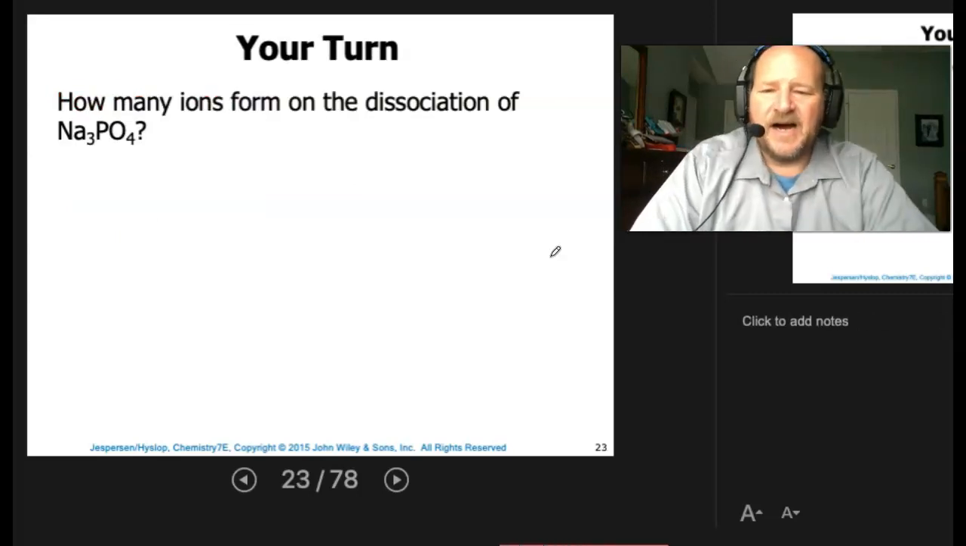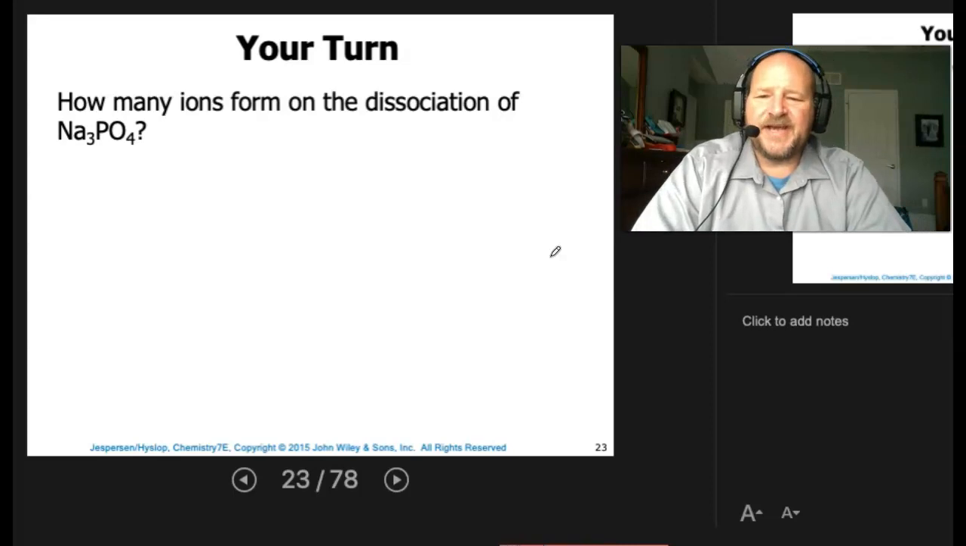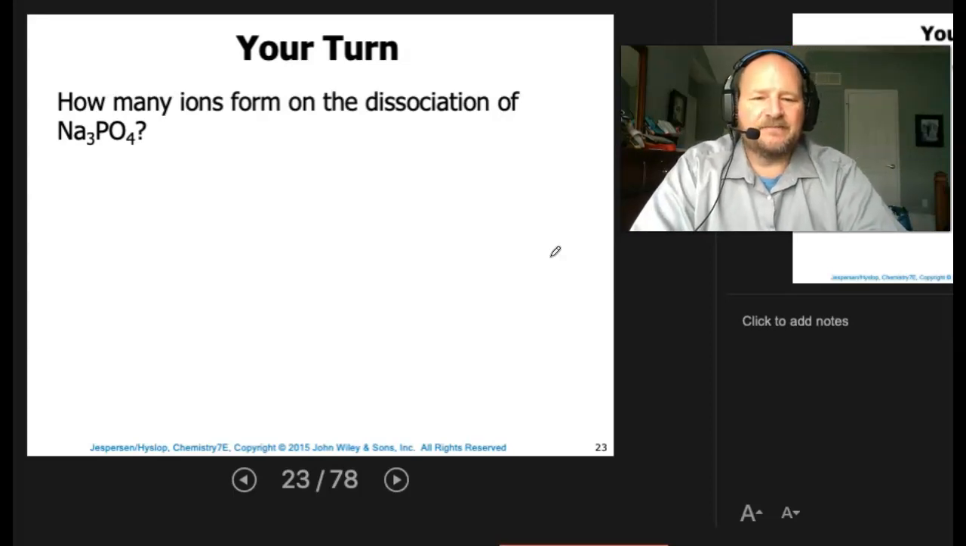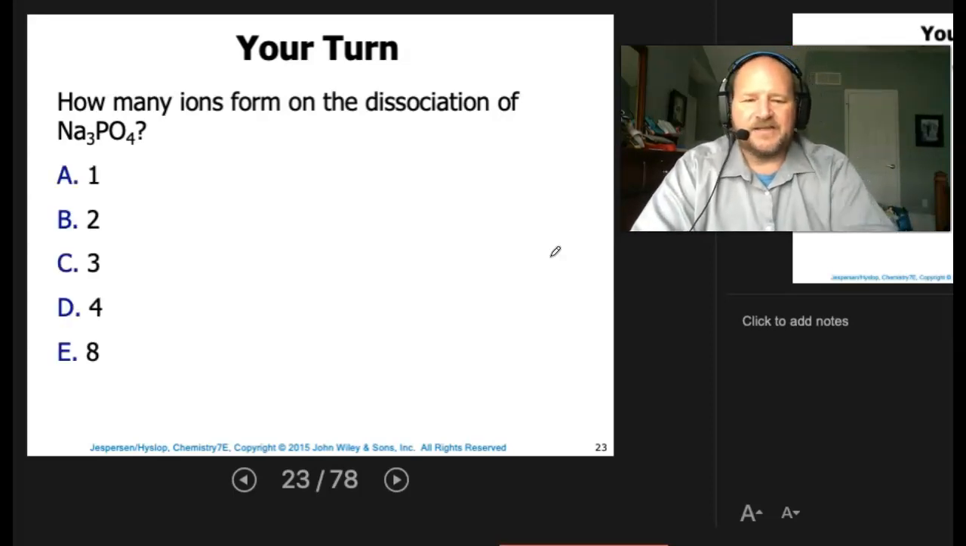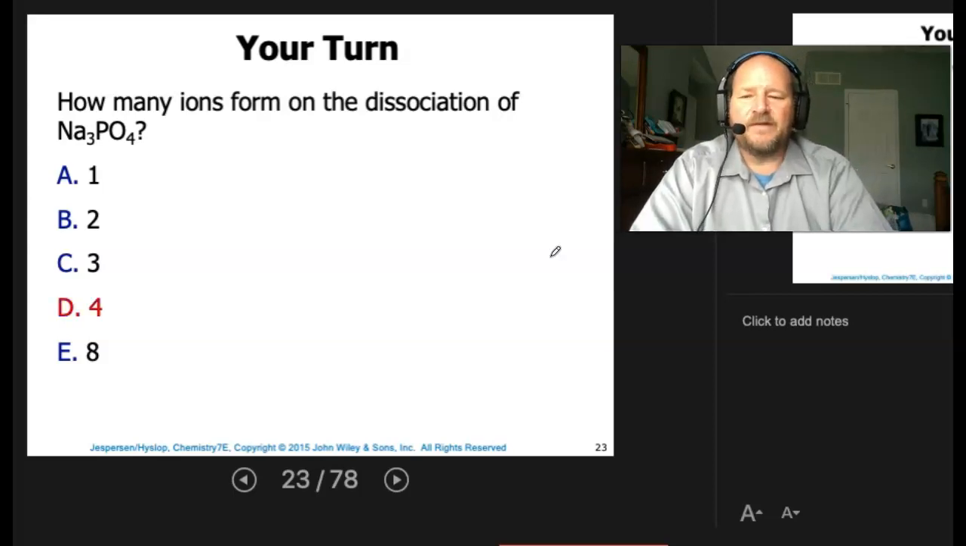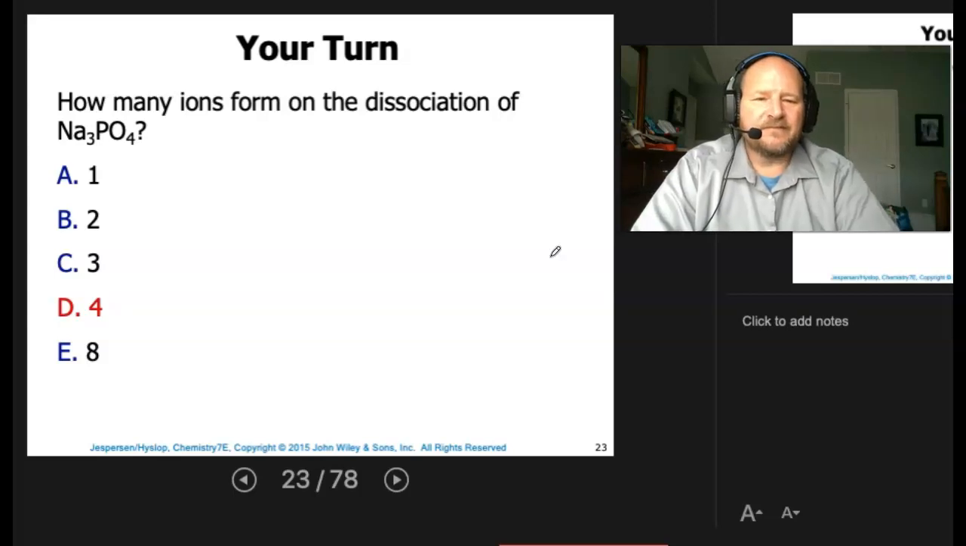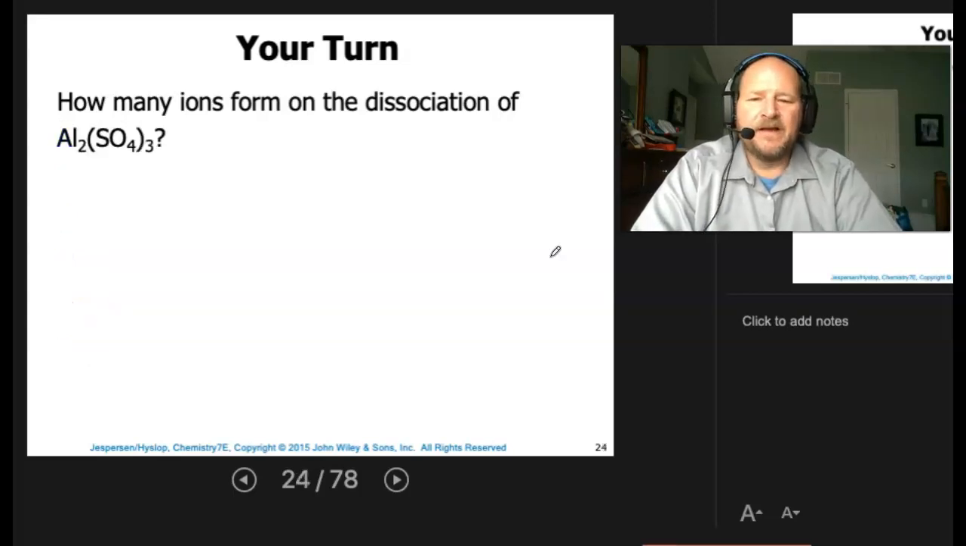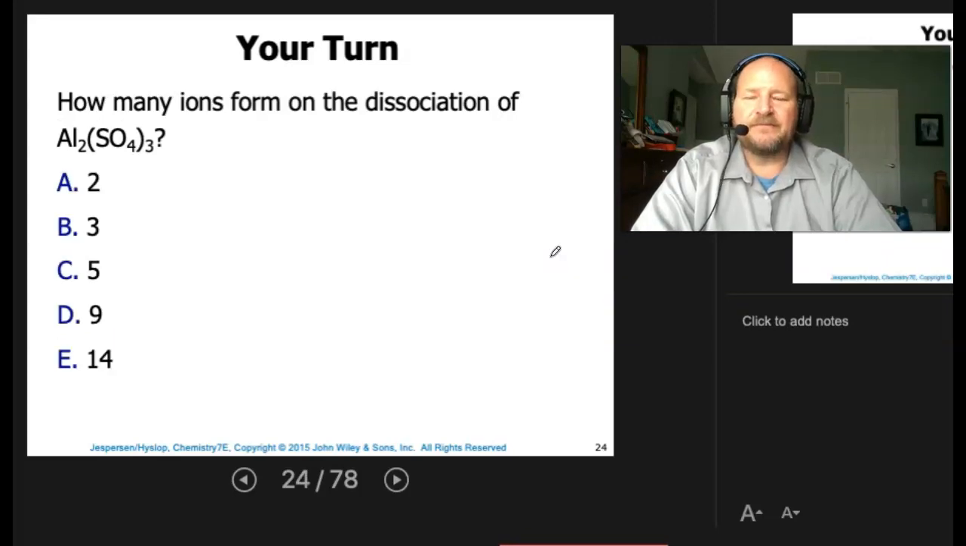So how many ions form on the dissociation of sodium phosphate? How many ions form? A little play on words here, right? So you might be tempted to say 2, but realistically we make 3 sodiums and 1 phosphate. That gives us 4. Okay, tricky, tricky. Let's try again. How many ions form on the dissociation of aluminum sulfate?